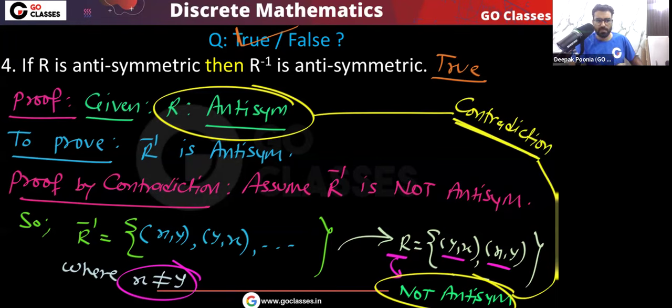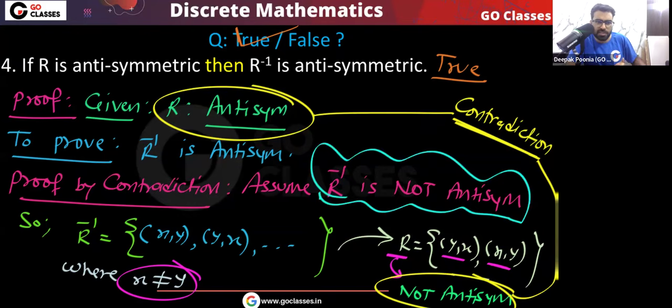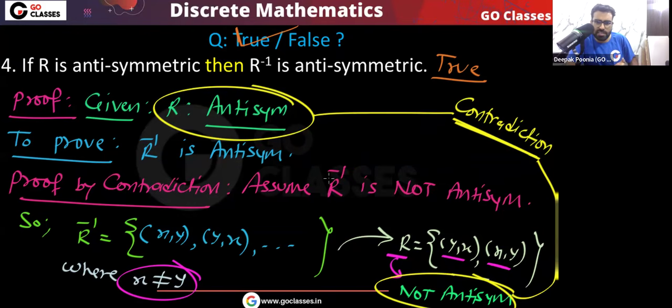If the contradiction is there, then what is the issue? The issue is our assumption is false. If the contradiction is there, it means our assumption was wrong. What was our assumption? Our assumption was that R inverse is not antisymmetric, so our assumption is wrong. So I can say that R inverse is antisymmetric. So if R is antisymmetric, then definitely R inverse is also antisymmetric. Hence proved. Okay, I hope you understood.